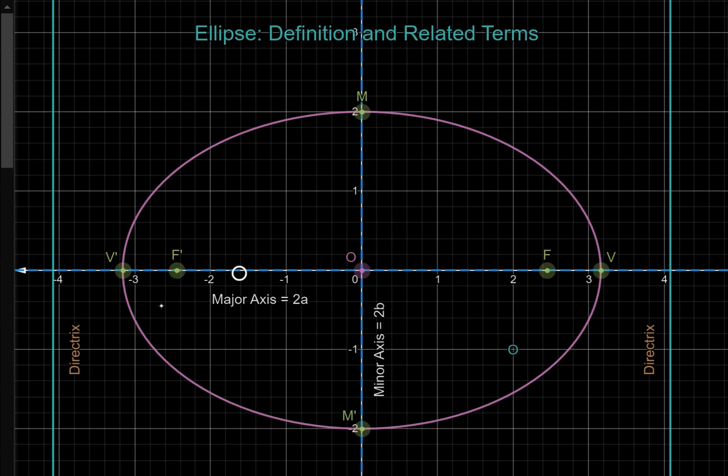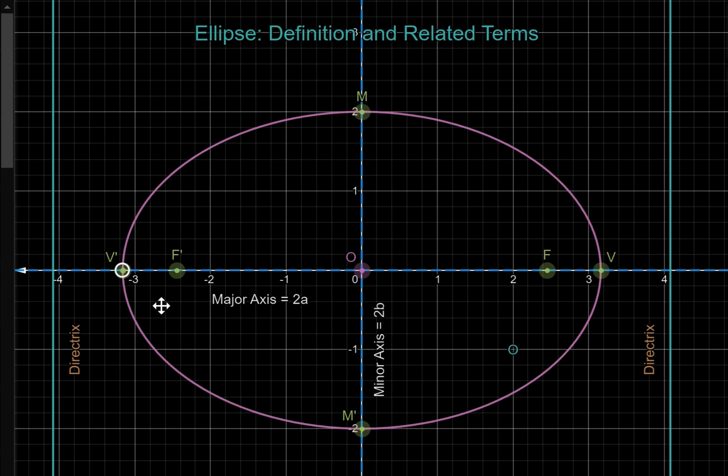This one is wider along the x-axis and shorter along the y-axis. These are the two axes of the ellipse. The wider one is called the major axis and the shorter one is called the minor axis. They intersect at the center. Here, the center is at the origin.